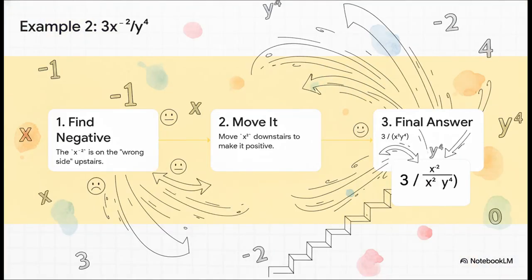Okay, next up. The first thing we do is just scan the whole thing. We're on the lookout for any unhappy terms with negative exponents.